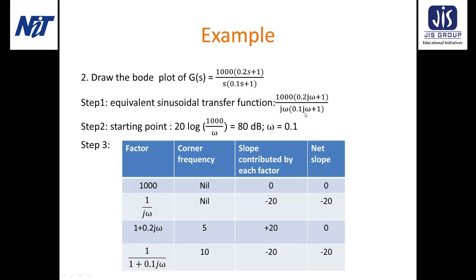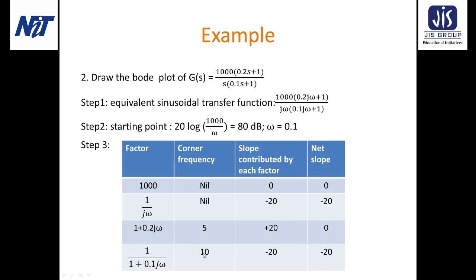Next, we will find the two more corner frequencies, that is 1 by 0.2 and 1 by 0.1. 1 by 0.2 gives us 5, so that is less, so it will come first. So 1 plus 0.2 j omega is considered the third factor, and its corner frequency is 5. For this corner frequency, the slope contributed will be plus 20 dB per decade, as it is a numerator term. And the net slope will be this minus 20 plus this plus 20, which gives us 0.